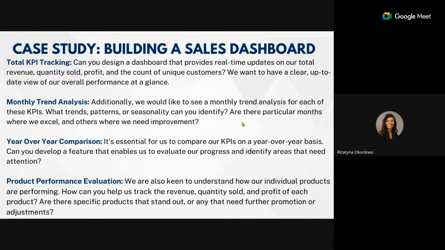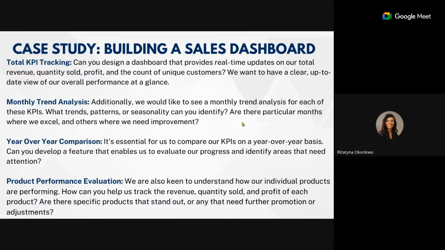They also want to see a monthly trend analysis. They would like to see a monthly trend analysis for each of these KPIs. What trends, patterns, or seasonality can you identify? Also, are there particular months where we excel and others where we need improvement? They also want to see a year-over-year comparison because it is essential for them to compare their KPIs on a year-over-year basis. They are asking you if you can develop a feature that enables them to evaluate their progress and identify areas that need attention.